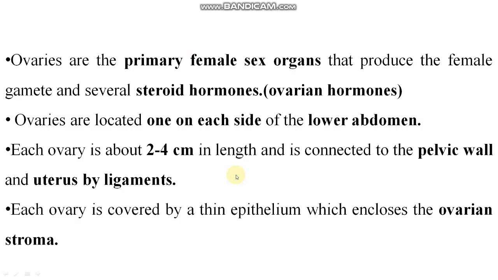ovary. Ovaries are the primary female sex organs that produce the female gamete and several steroid hormones. Those are called ovarian hormones. Ovaries are located one on each side of the lower abdomen. Each ovary is about 2 to 4 centimeters in length and is connected to the pelvic wall and uterus by ligaments. We will talk about this later, in our next topic. Each ovary is covered by a thin epithelium which encloses the ovarian stroma.